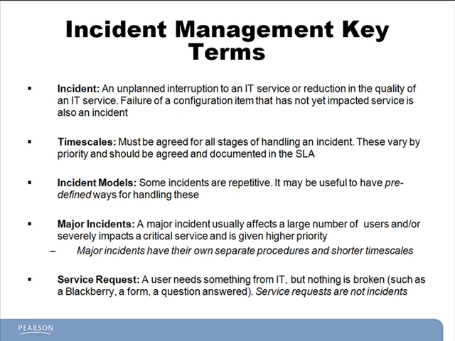Now the next part of this definition says, failure of a CI that has not yet impacted service is also an incident. Well, let's say that you have two hard drives in a server and they're mirrored. If one of the hard drives dies, your end users don't feel the pain at all because the other drive is working just fine and picking up the slack. But we as IT know that that second hard drive is dead. So even though users aren't feeling the pain, it's still an incident because something is broken.